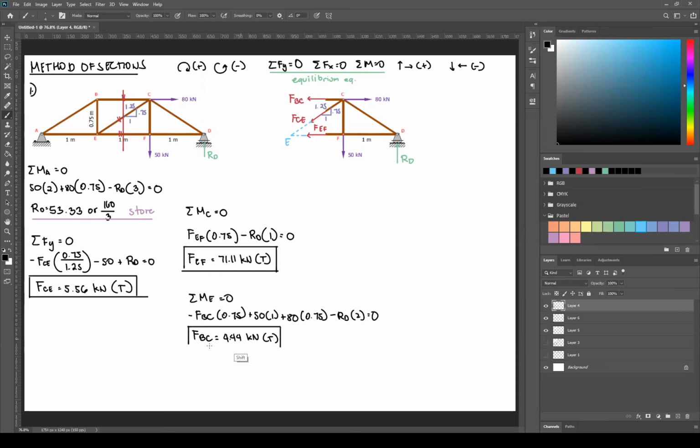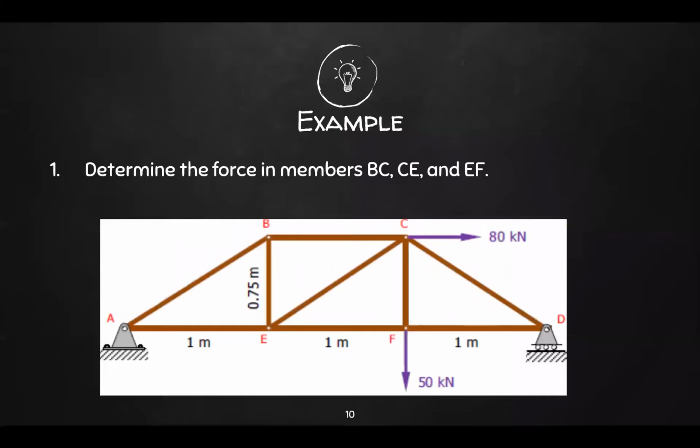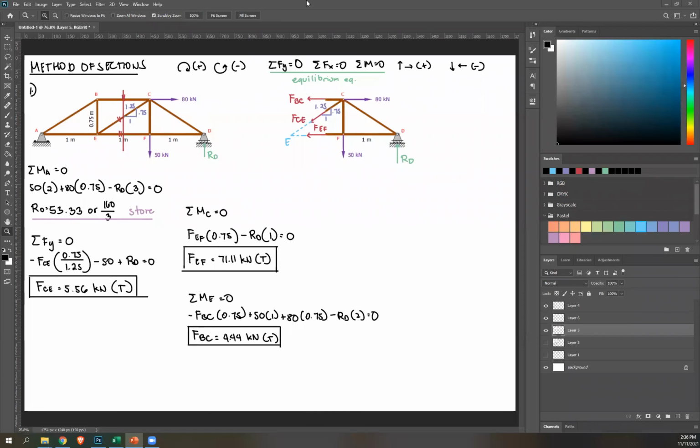And that's it. Now, if you want to practice, you can isolate the left side. So when you isolate the left side, you have to solve a reaction here, your pin reactions, and you should get the same answer as well. Okay. So that's it for method of sections. Do you have any questions so far? Please answer in the chat. Okay, no questions. Great. That ends our lecture for our review, method of sections, and method of joints.